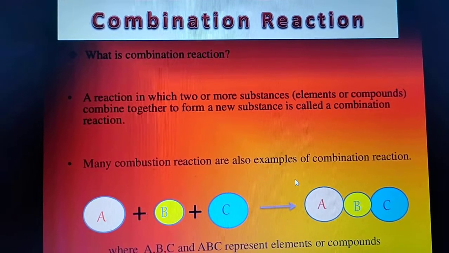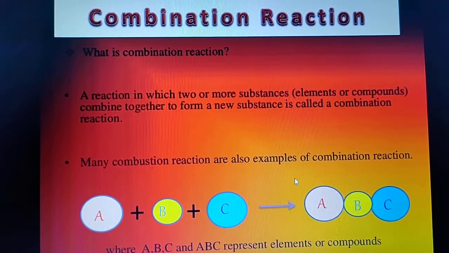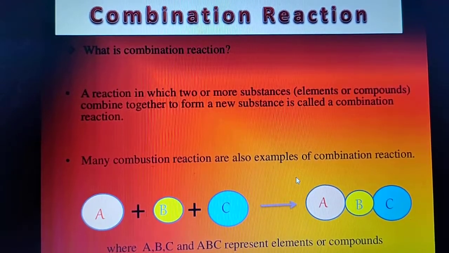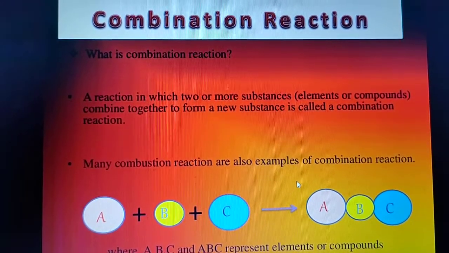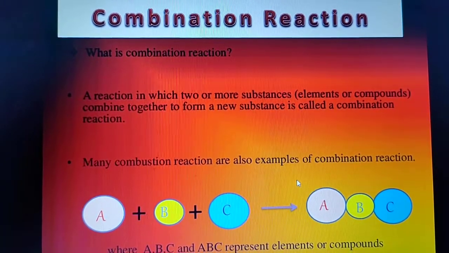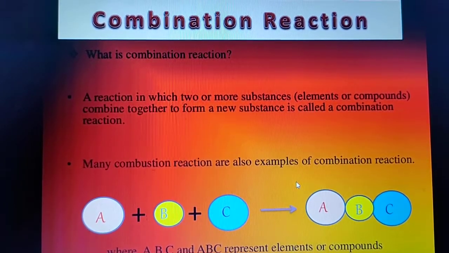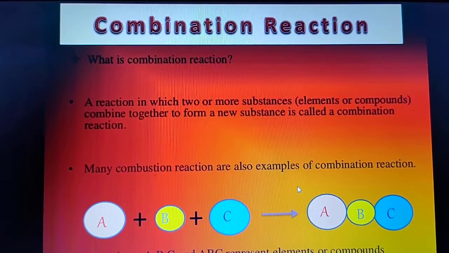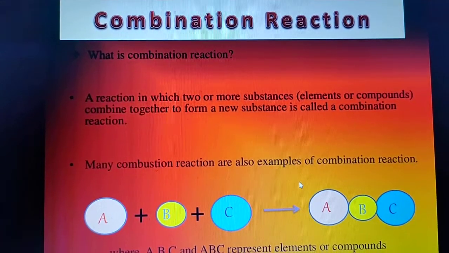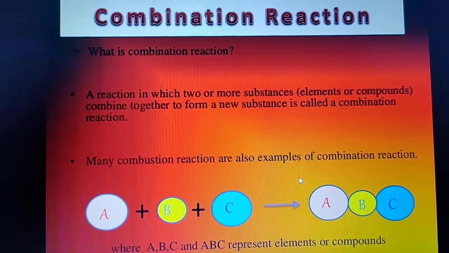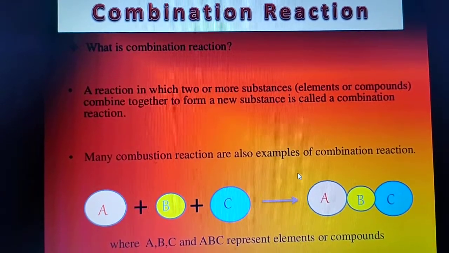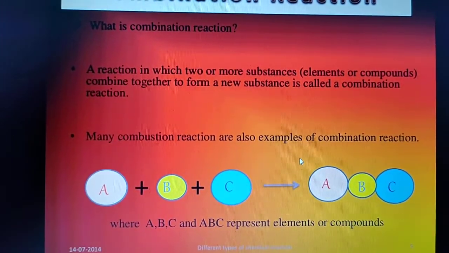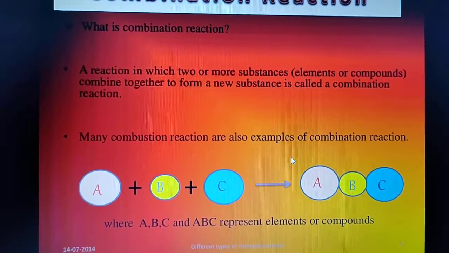One more thing I want to teach you, that is the types of reaction. In the exercises, question number 8, classify the following on the basis of type of chemical reaction is given. In your book, the topic types of chemical equation is not there, but the question is asking. So I'm teaching you. There are basically 4 types of reaction which are going to be asked.